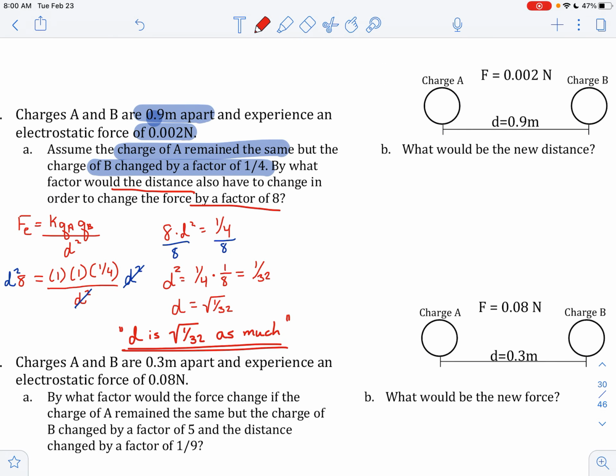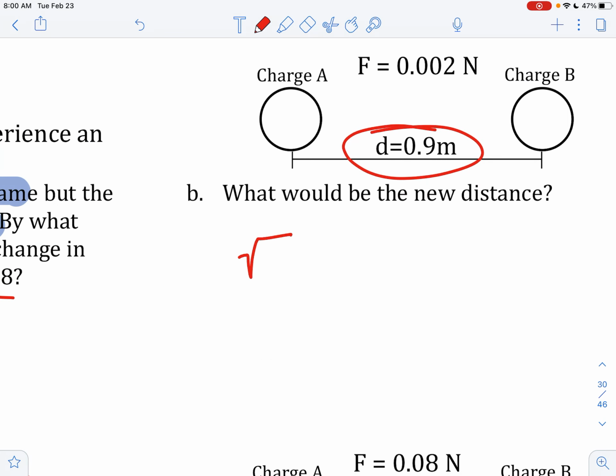What would be the new distance? So what we've got to do is take 0.9 here times the square root of 1/32. So the square root of 1/32 times 0.9. I don't know where my calculator is, but you put that on your calculator and you get something and you're done.